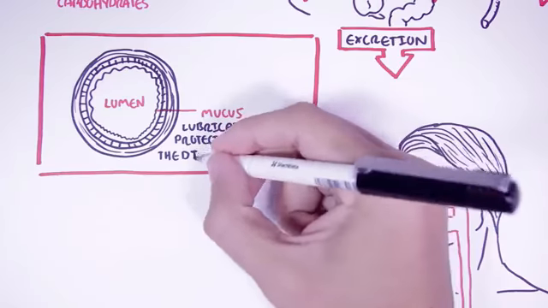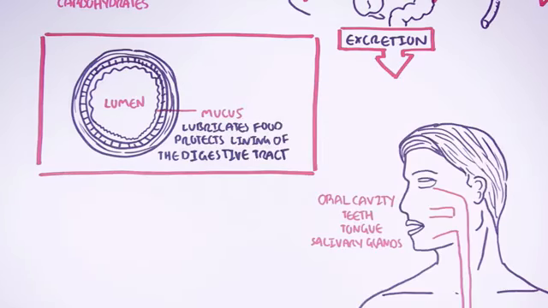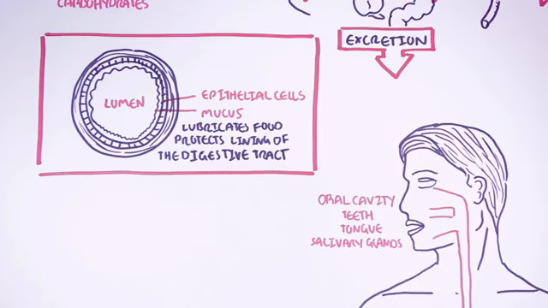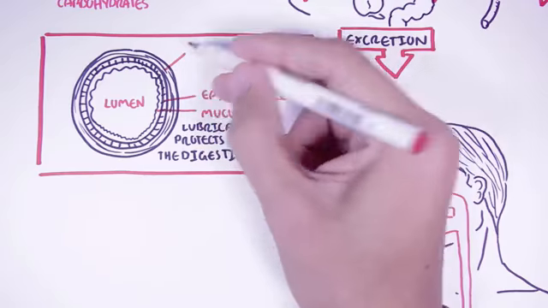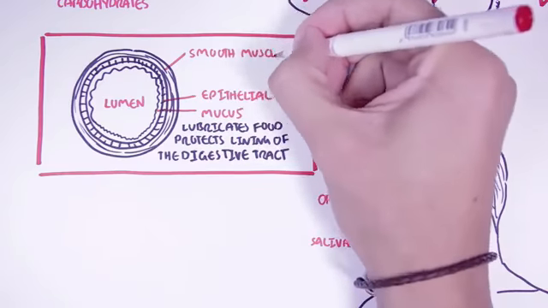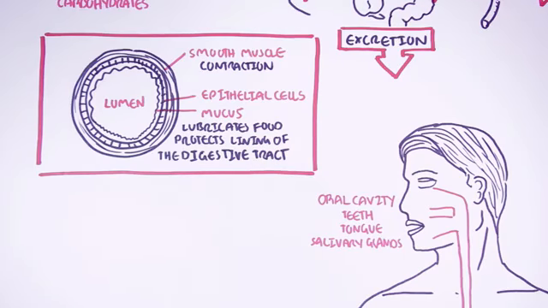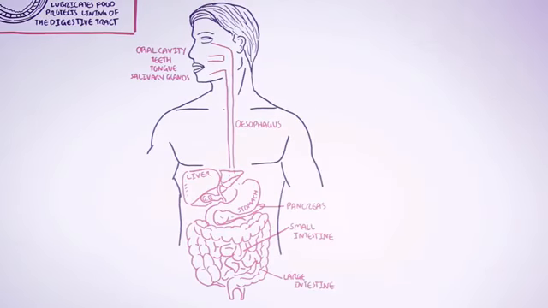Mucus lubricates the food and also protects the lining of the digestive tract. Then you have the epithelial cells, the lining of the digestive tract, that forms the tract itself. Some of these cells are what produce and secrete mucus. The third layer is the smooth muscle layer, the outer layer, which is important in contraction. Through contraction, the smooth muscle allows the food to move through the digestive tract after being ingested.